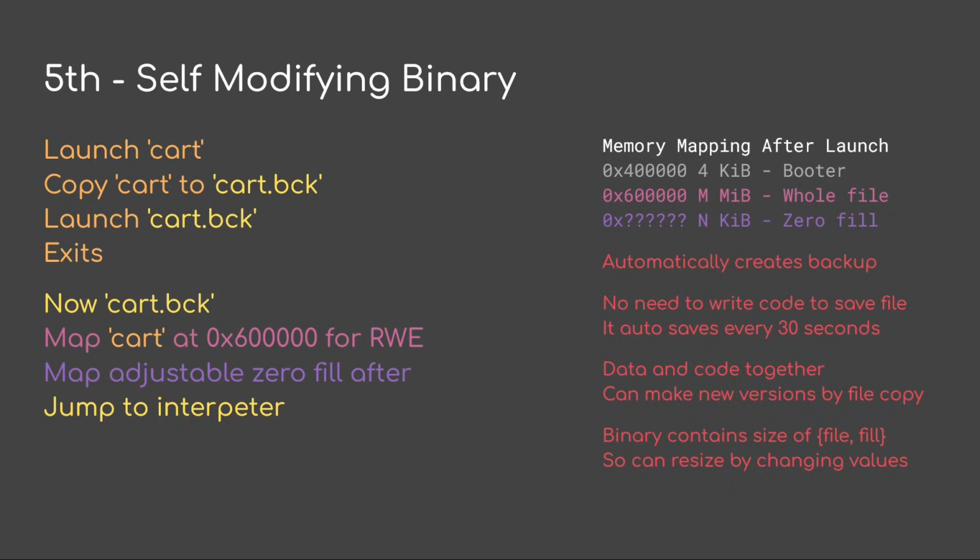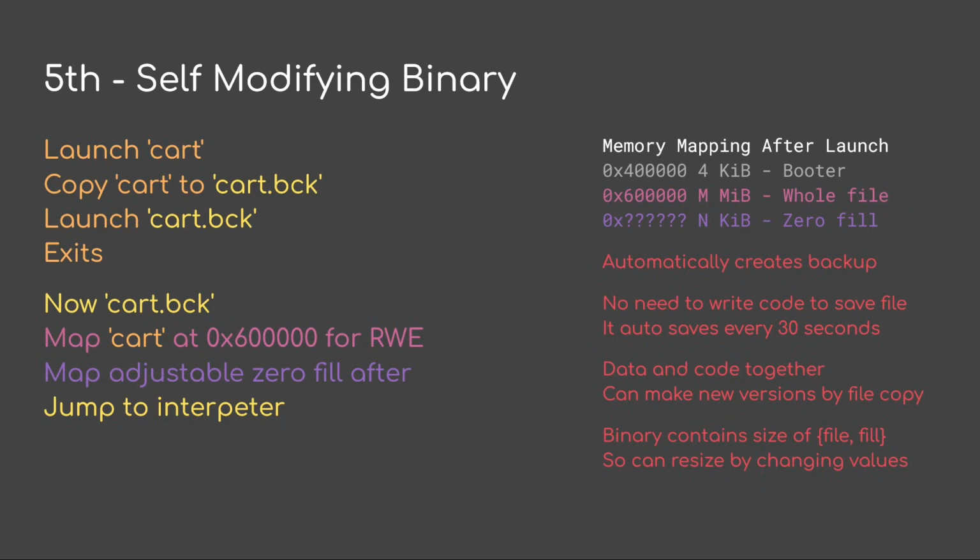And then afterwards, it would map an adjustable zero fill. And that would be for when we're doing compilation or when we have data that we don't want to be backed up all the time. And after that, it would jump to the interpreter. And so if we look at the memory mapping, we'd have at 4 megabytes, say, a 4 kilobyte bootloader section. And then we would have somewhere, say, at 6 megabytes, the whole file. And then after that, we would have the zero fill.